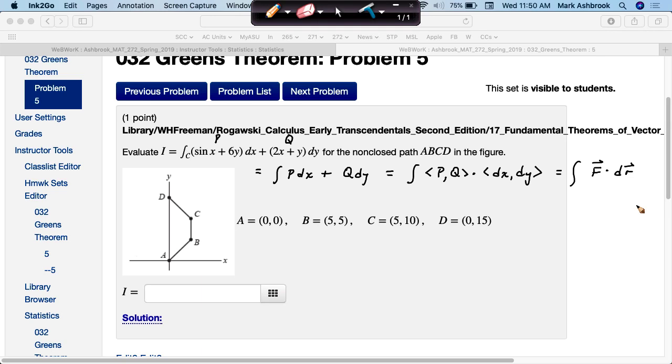Okay, so you've got the Green's theorem WebWork due tonight at 7. So let's talk about this problem.